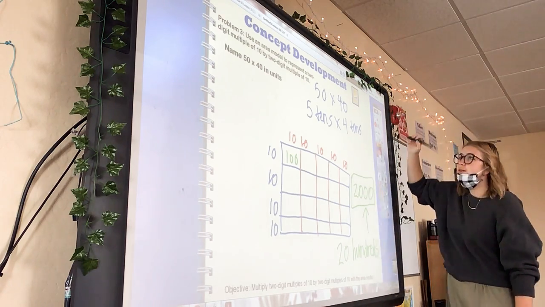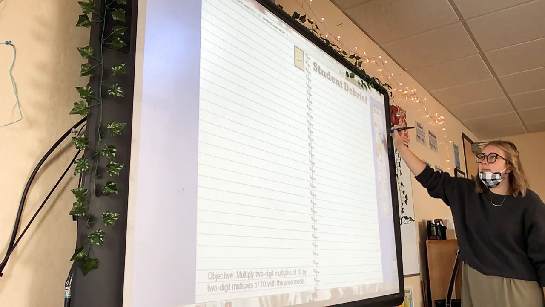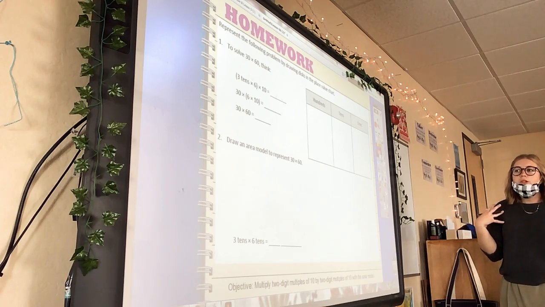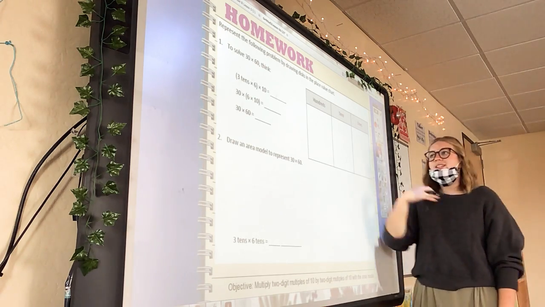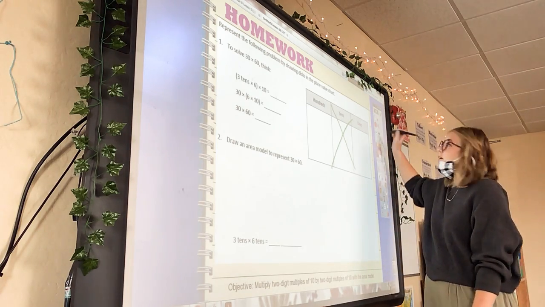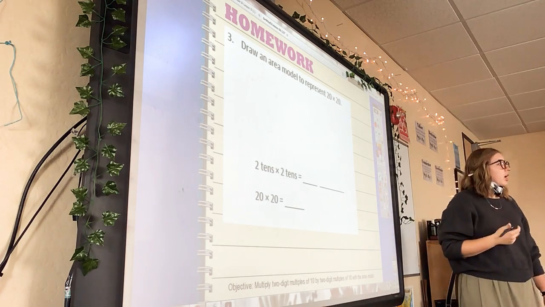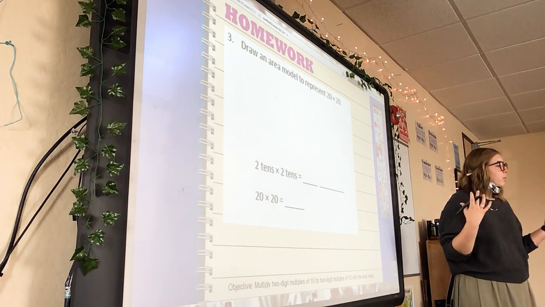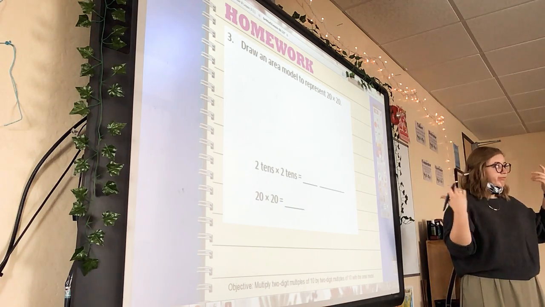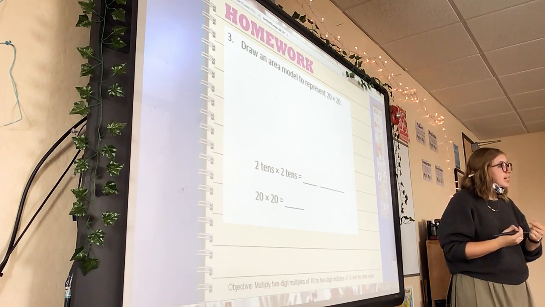So really quick, looking at the homework, and then you will be out of here, I promise. You do not have to do the place value chart. I'm not worried about that. And yeah, so you're drawing an area model. The more you listen, the faster we'll get out of here, my friends. The 4th grade or 5th grade is in the hallway. So the sooner you listen, the sooner we will get out there.